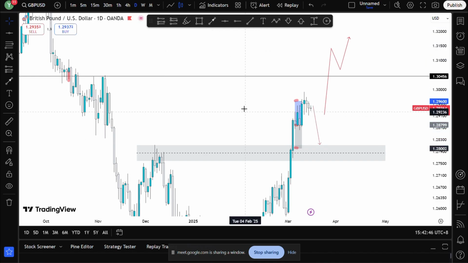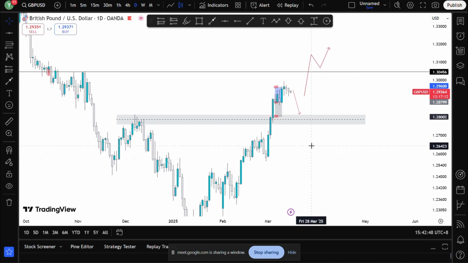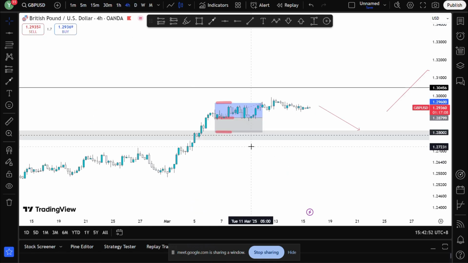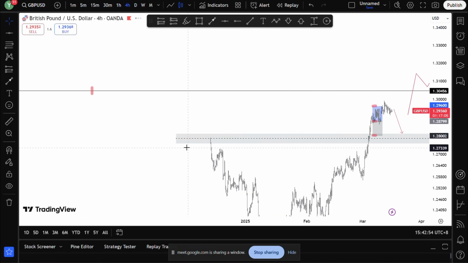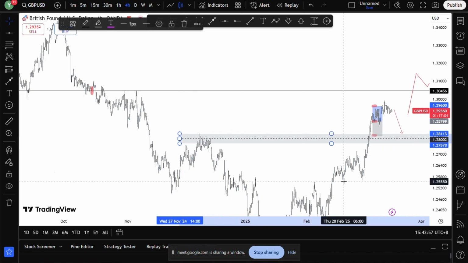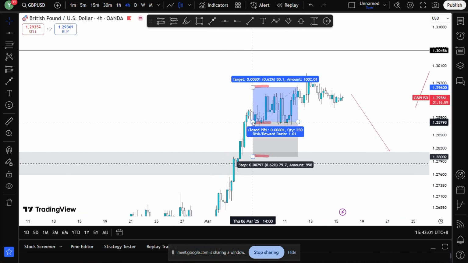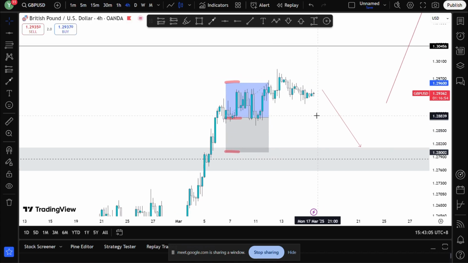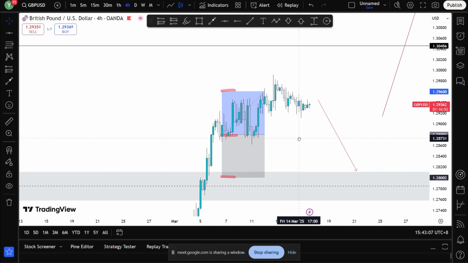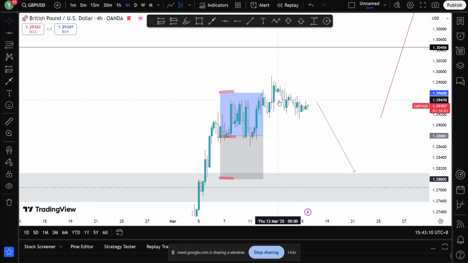Let me change it to red color over here. Okay, so this is the trade that we took last week, which is a breakout and retest, a very simple trade. So this is the SNR zone over here. The price broke out and retested to this zone, and then we straight away entered a trade at this price level.